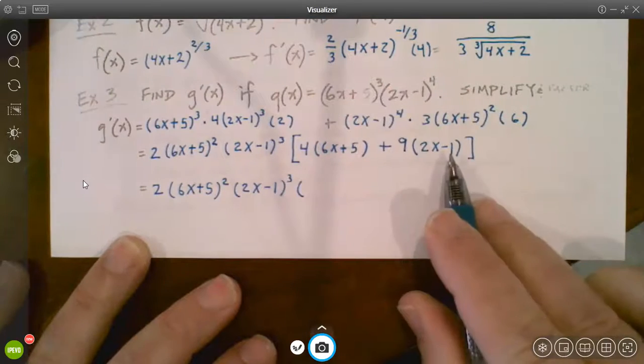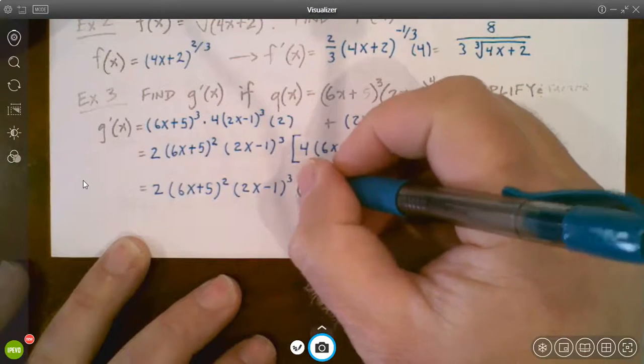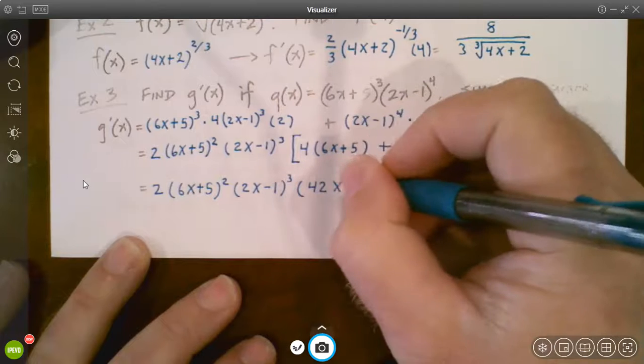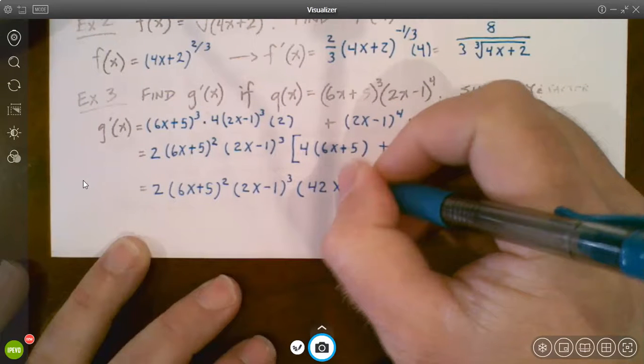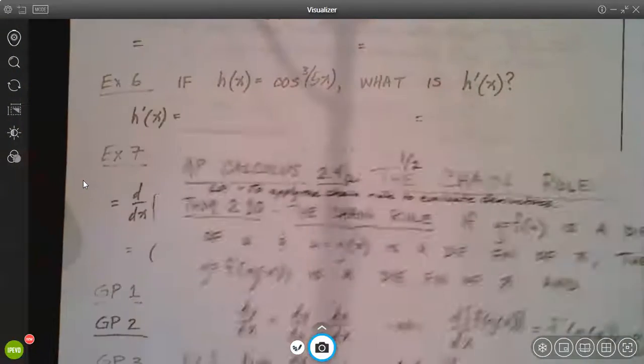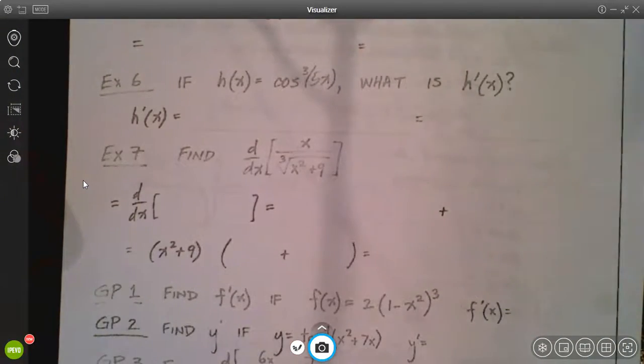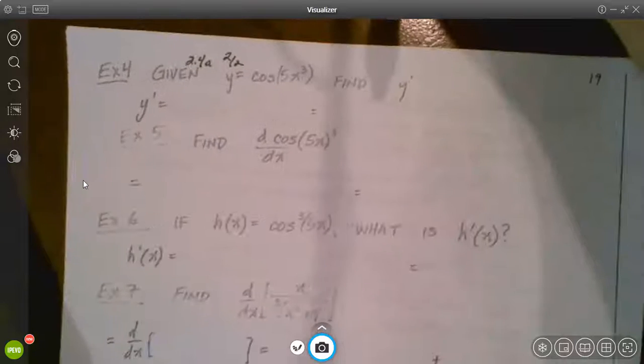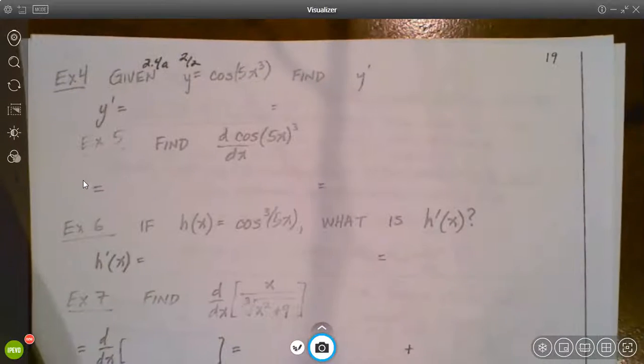But after you clean up what you see in brackets, we're going to end up with a 42x plus 11. All right, and that's what our finished product would look like. So let's go to the second page. So page 2.